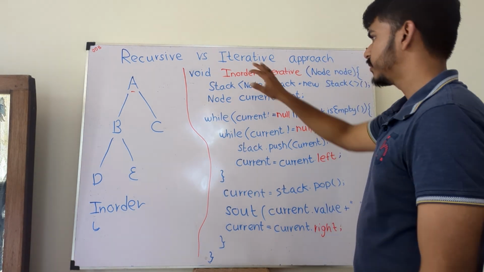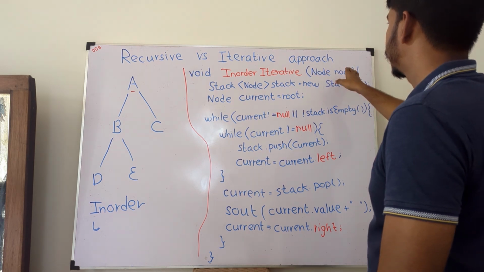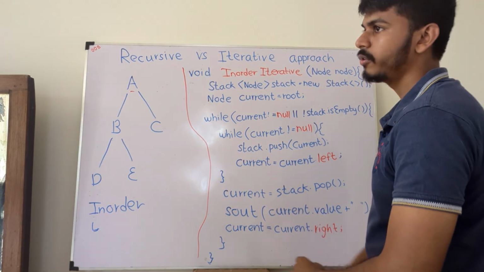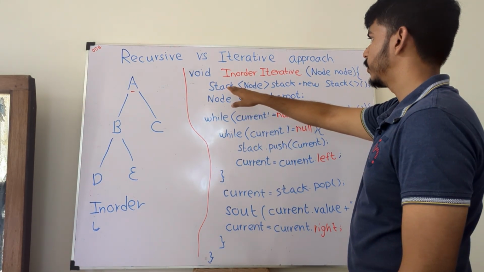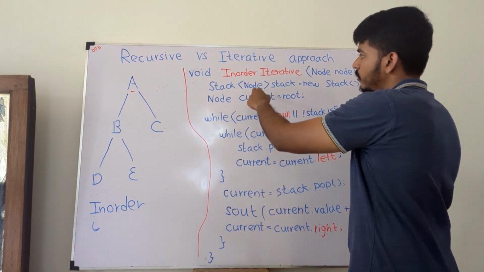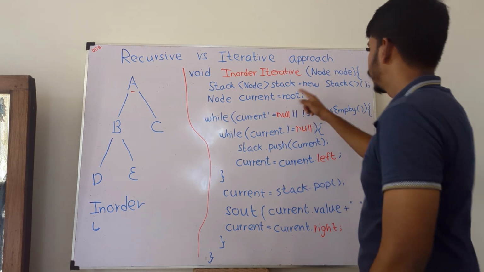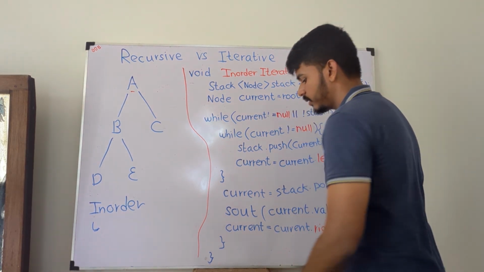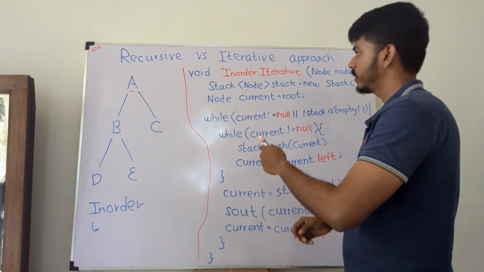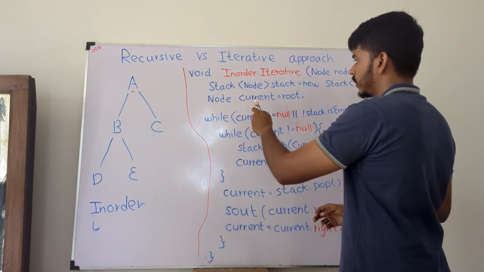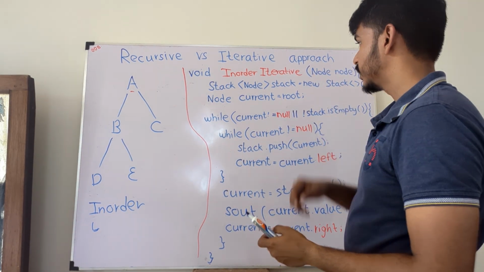First I will explain what this function does. Here we are going to take a node type as an argument, then we are going to use a stack to store these nodes. Here you can see we are going to take a stack. It is going to store node types, and the name is stack. Then we are going to start this function using the root node as the current. Here you can see node current equals root. So that is the first current value of this function.